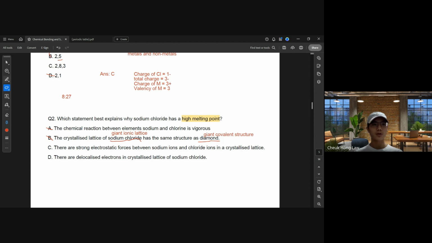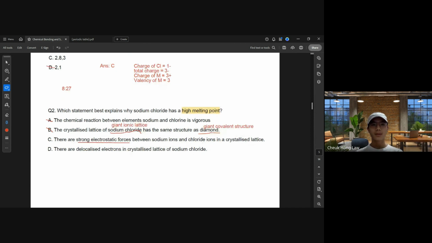This mentioned the strong electrostatic forces. So the stronger the forces between 2 particles, right, the more energy you need to overcome, which means it has a high melting and boiling point. Okay, so C is your answer because it mentions strong electrostatic forces between the 2 ions, sodium ions and chloride ions. So it needs a lot of energy to overcome that force. Therefore, it has high melting point.